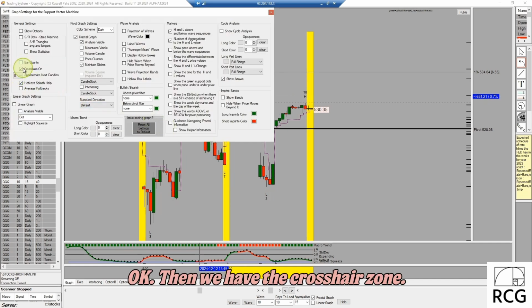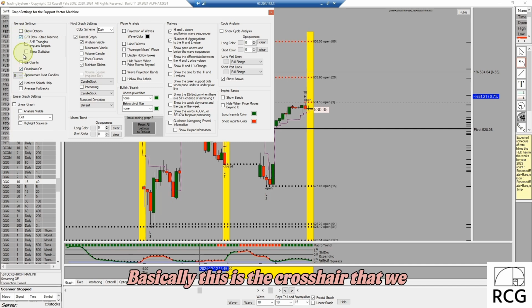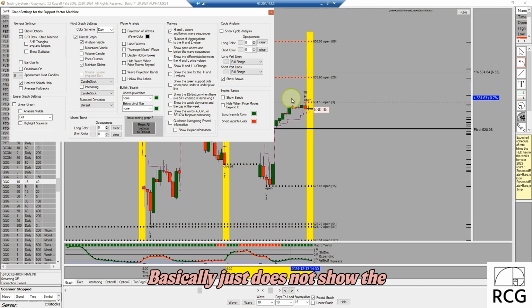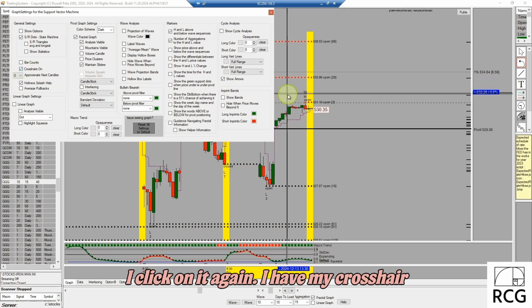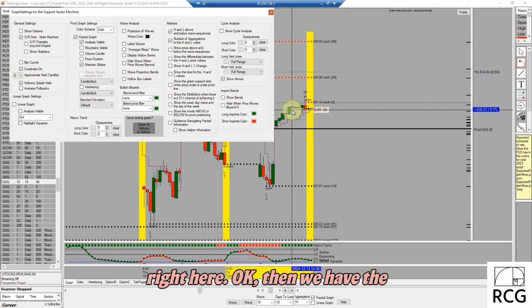Okay, then we have the crosshairs on. Basically, this is the crosshair that we have in the fractals right here. It just does not show the crosshair if we unclick it. Now I click on it again, and I have my crosshair right here.